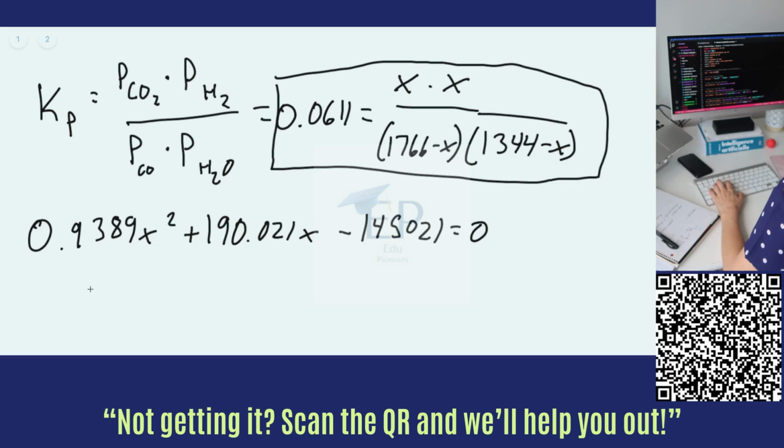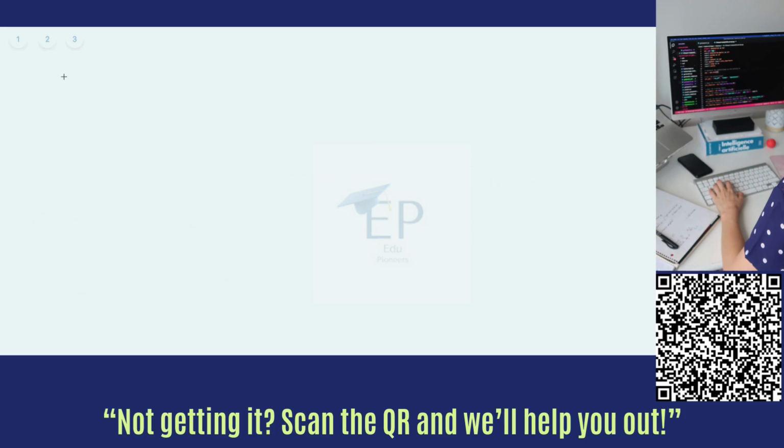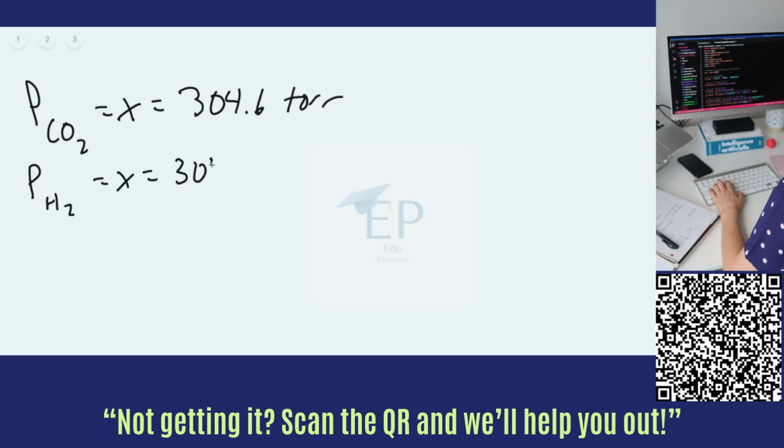And so now when we quadratically solve for X, we get one negative value, which would not make sense in this situation, but our positive value is 304.637. And so now we have everything we need to calculate all of these partial pressures. And so our partial pressure of CO2 is X, which we just found to be 304.6 torr. Our partial pressure of H2 is also X, so that will be the same, 304.6 torr.